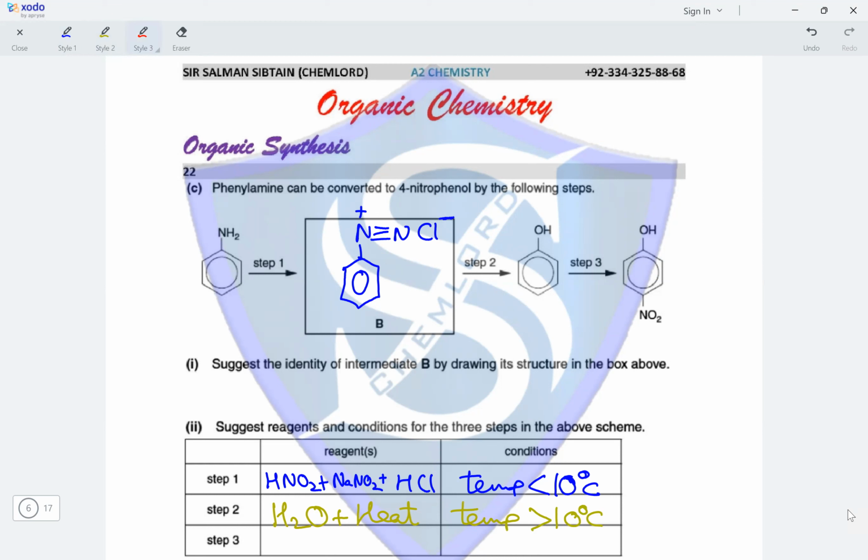And in step 3, we have phenol being converted to 4-nitrophenol. So for that we need HNO3. We don't need H2SO4 here, because this is phenol. The only thing we need is HNO3, and this reaction can be brought about at room temperature. So the acid can be dilute and the conditions have to be room temperature and pressure. So this will convert phenol into 4-nitrophenol.